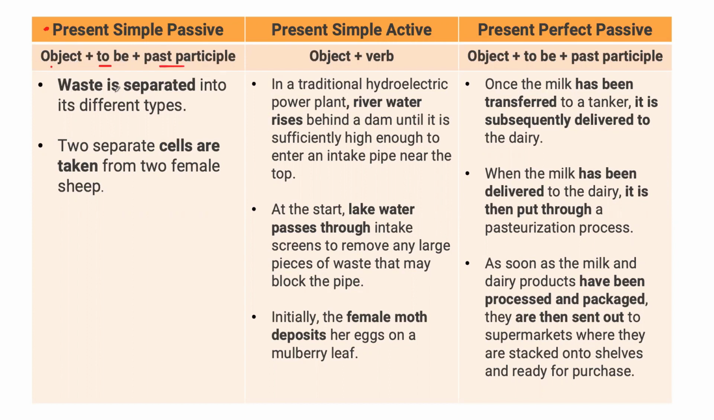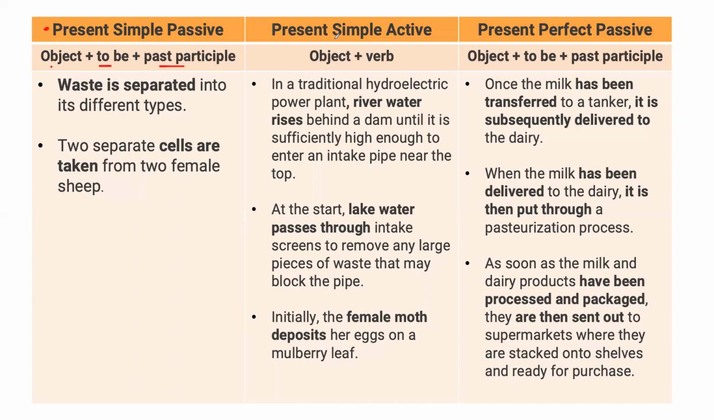We see waste is separated into its different types. 2 separate cells are taken from 2 female sheep. In this case, we do not know who separates the waste. We do not know how or who takes these 2 separate cells. It isn't important because the action is the most important thing. And that is what you're going to be focusing on in this essay. You're going to be looking at steps and a process. So it isn't important who completes these, but what actually happens.